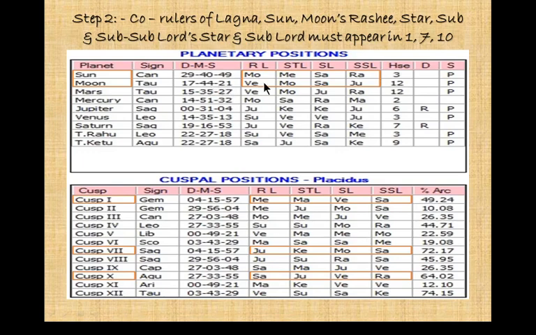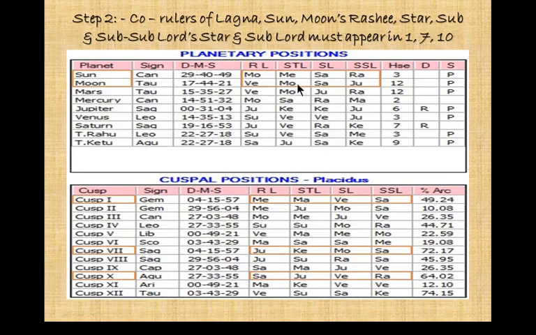Then Moon was in the Rashi of Venus, and Venus's star is Venus, sublord is also Venus, and sub-sublord is Jupiter. Whenever star and sub are both the same, we have to take the sub-sublord as the sublord. So here Venus is the star and Jupiter will become sub. Venus appears in 1 and 10. Jupiter appears in 10 and 7th.